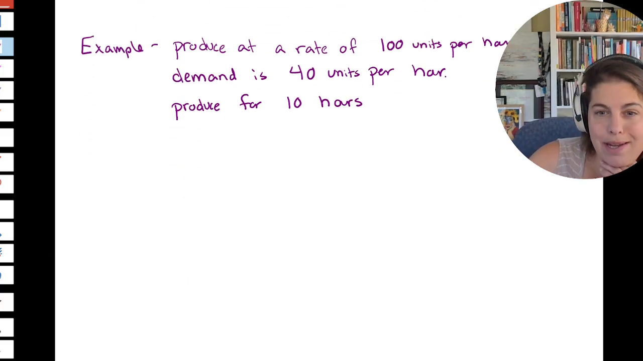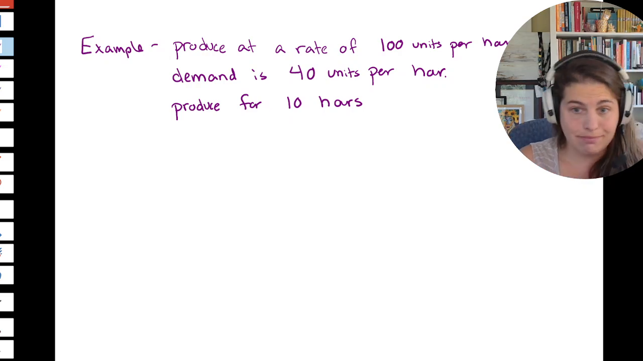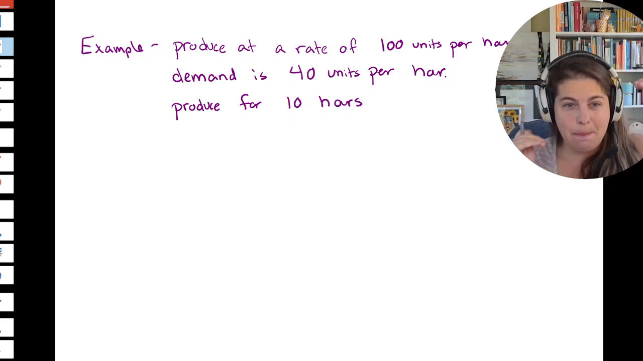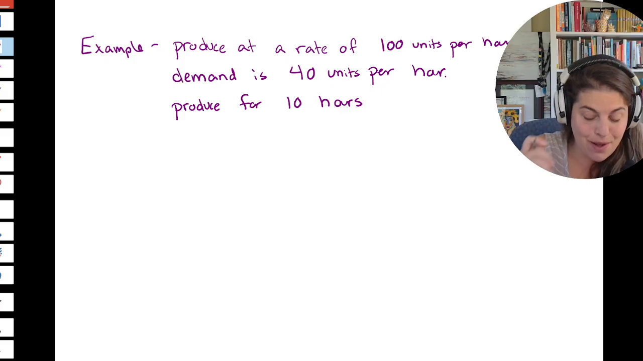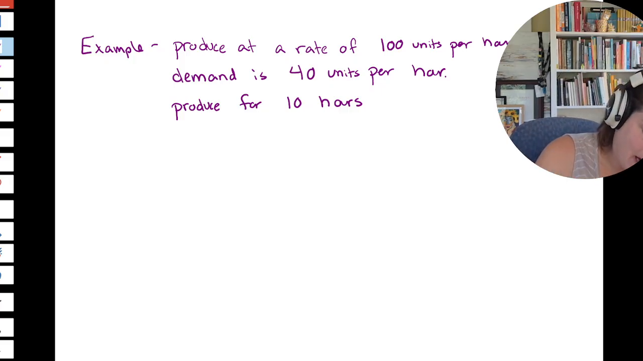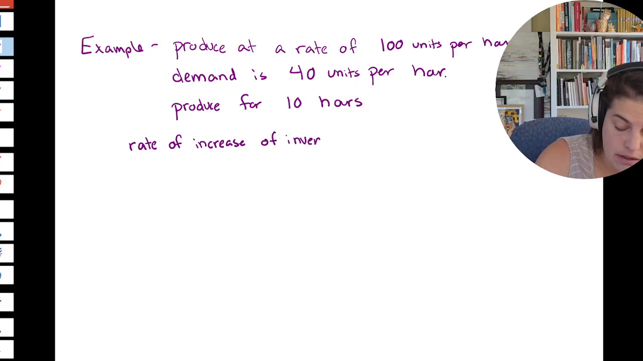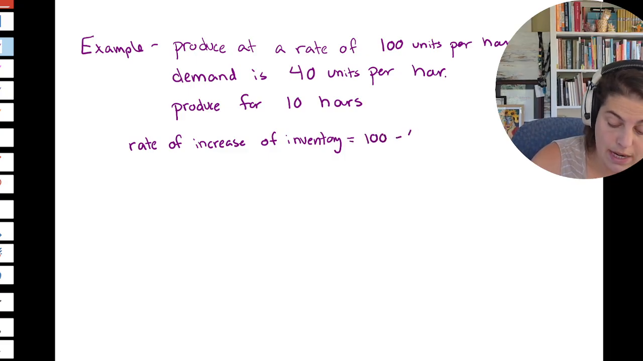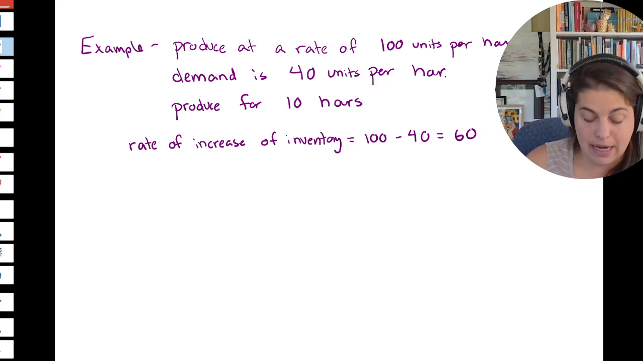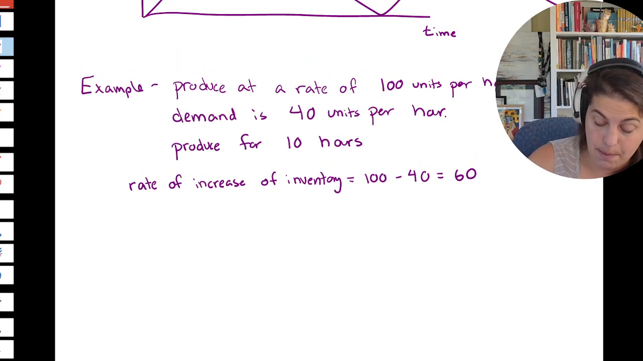Well, we want to recognize that each hour, right? Yes, we produce 100, but we are selling 40. But what this tells us is that our rate of increase of our inventory is going to be 60 units every hour because we're going to produce 100, we're going to sell 40. So we are going to increase our inventory by 60 units per hour.